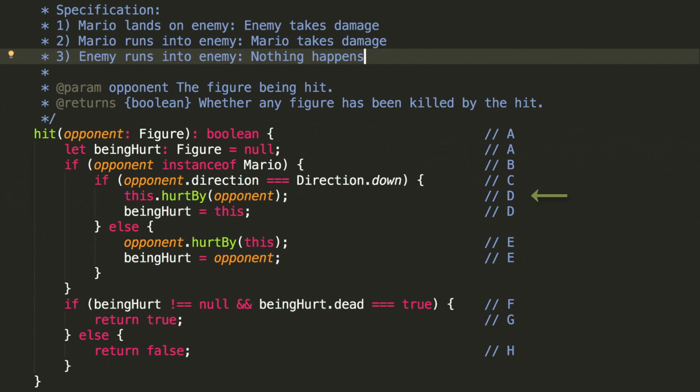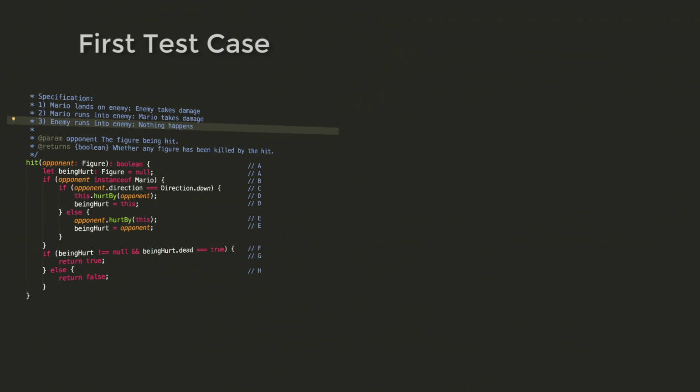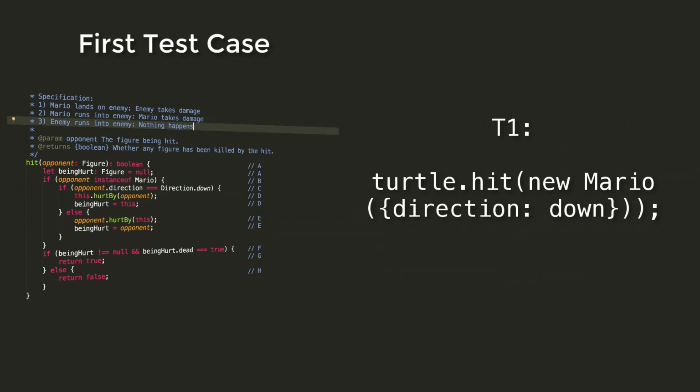You note that blocks D and E both contain two lines. We've lumped these together because executing the first statement always means the second statement will be executed, so this really just simplifies the discussion. Let's design our first test case. Test 1 is going to be Mario jumping on an enemy, and the enemy being killed. So the pseudocode for this test would look something like this. Turtle.hit, taking a parameter new Mario with direction down.